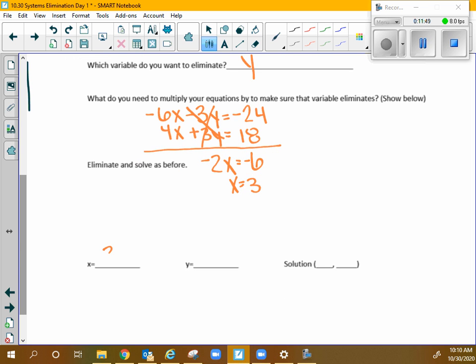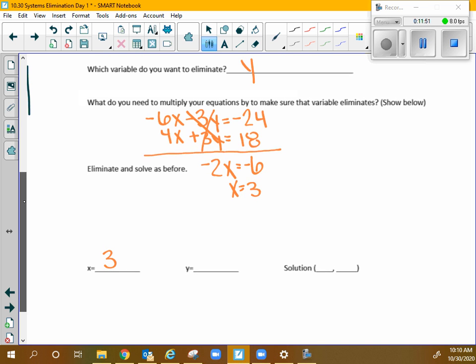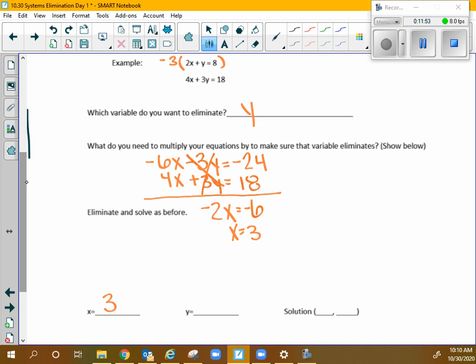So x is 3. Let's plug 3 back in. So 2 times 3 plus y equals 8. 6 plus y equals 8. What's y? 2. So what's my solution? 3, 2.